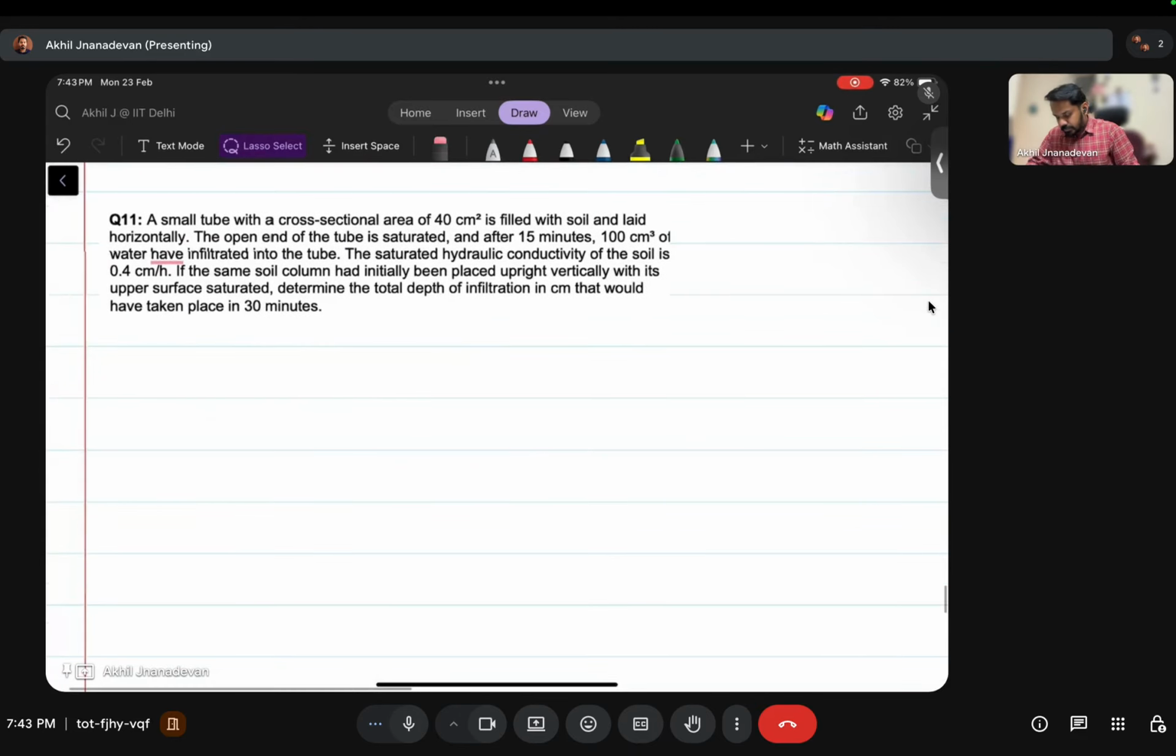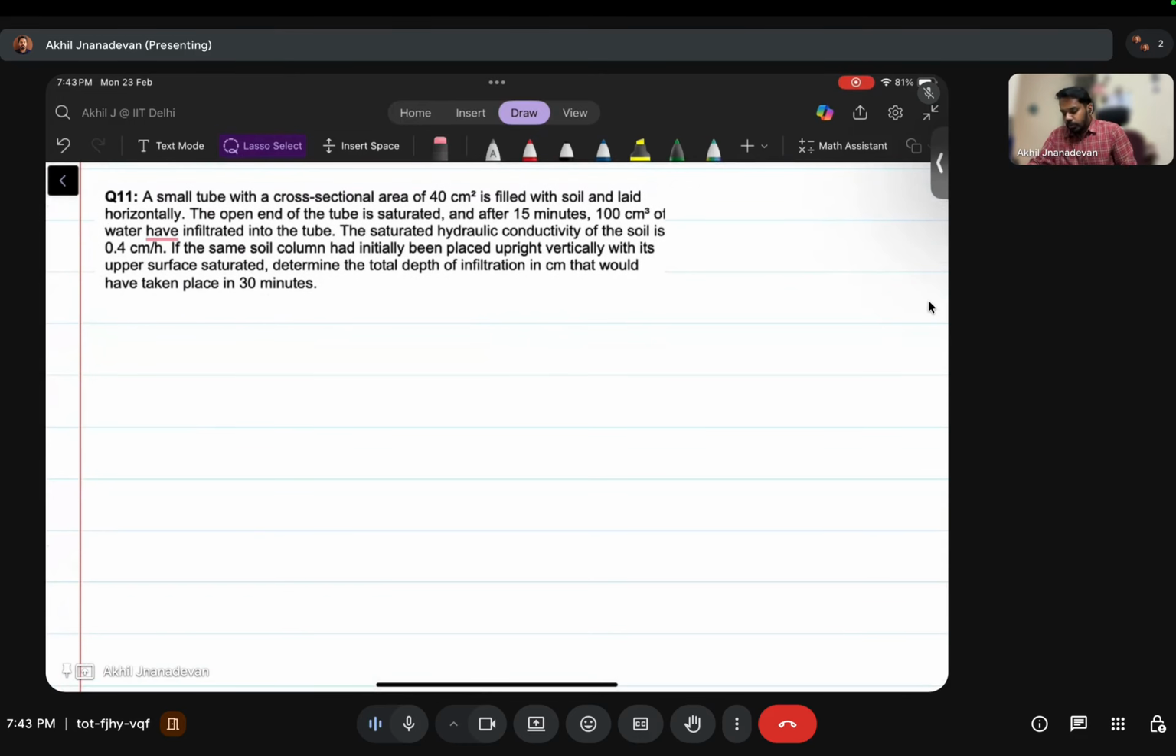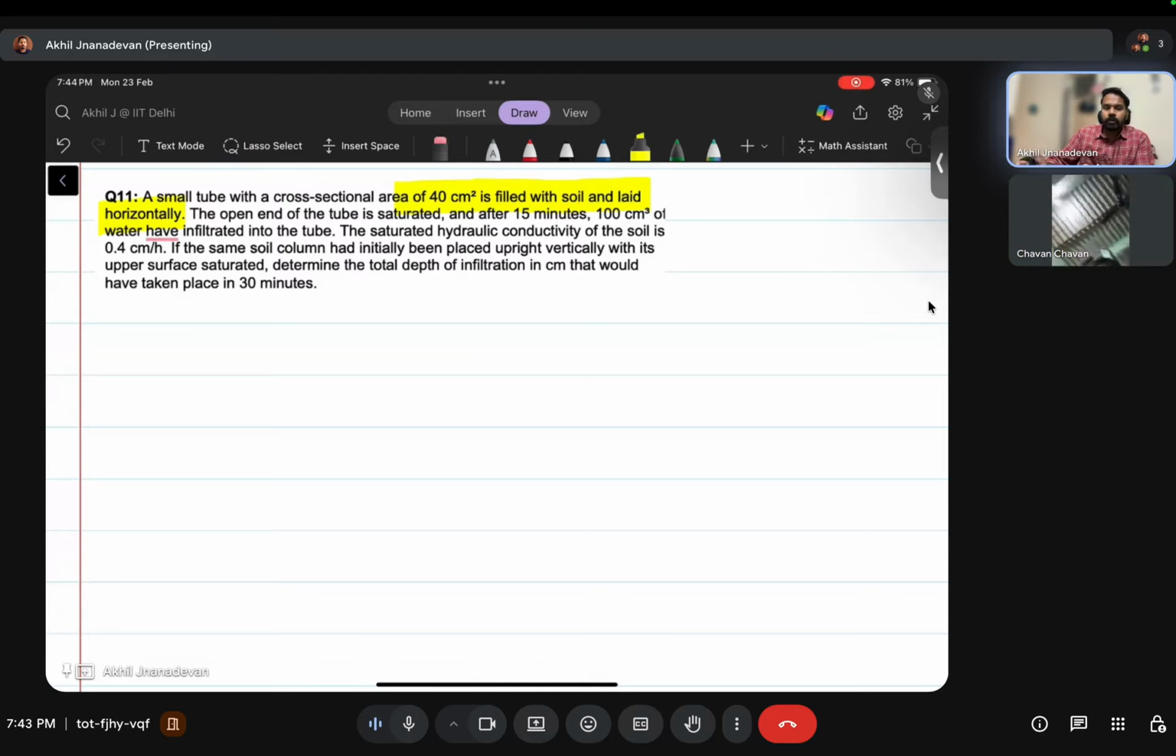So the next question is: a small tube with a cross-sectional area of 40 centimeter square is filled with soil and laid horizontally. So here is an experiment in which a small tube is filled with soil and laid horizontally. It's basically part of an experiment where we have filled the closed tube, of an area of 40 centimeters square, with soil, and it is laid horizontally.